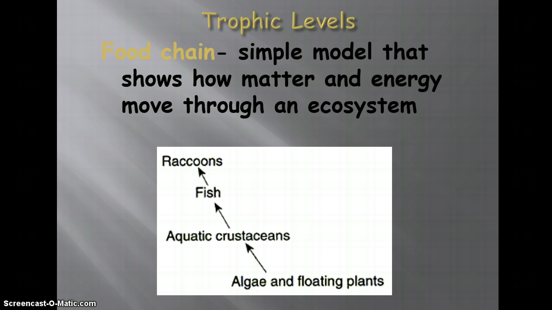The crustaceans are going to use that algae and oxygen to make energy. Fish eat the aquatic crustaceans, but the energy is going from the crustaceans to the fish. The fish use the crustaceans plus oxygen to make energy. Raccoons eat the fish. Okay? So the energy is going from the fish to the raccoons.